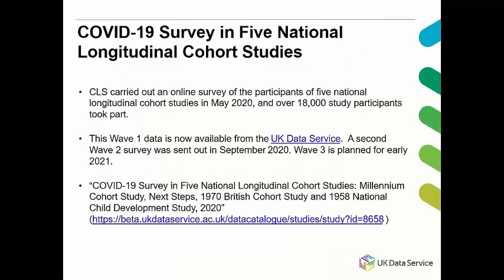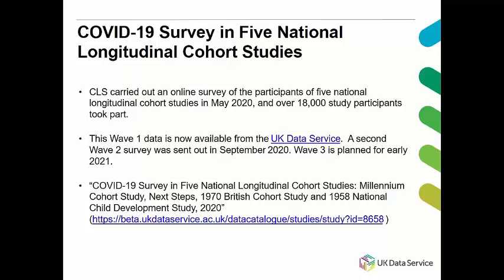So there is a COVID-19 survey in five national longitudinal cohort studies. The Centre for Longitudinal Studies carried out an online survey of the participants of five national longitudinal cohort studies in May 2020, and over 18,000 study participants took part. This so-called Wave 1 data is available via us, via the UK Data Service, at the moment. A second wave was sent out in September, sorry, October. And Wave 3 is planned for early 2021.